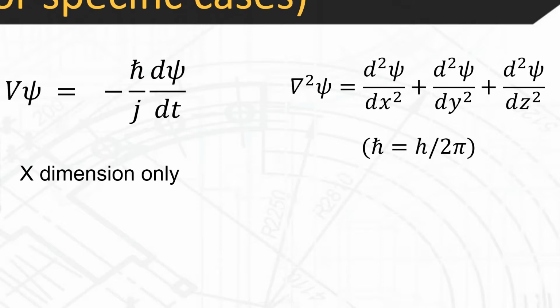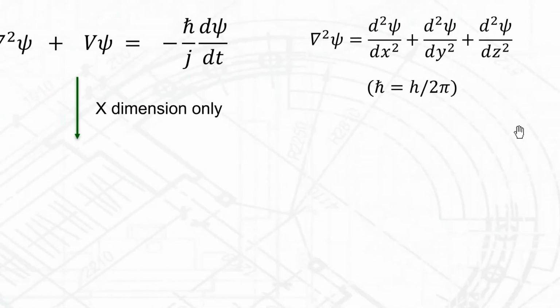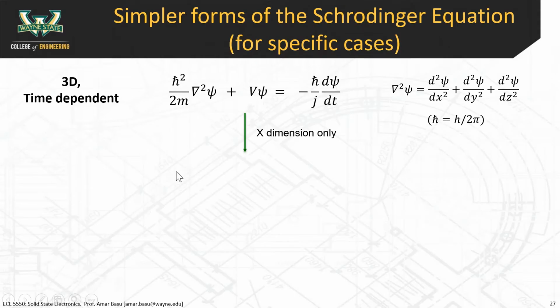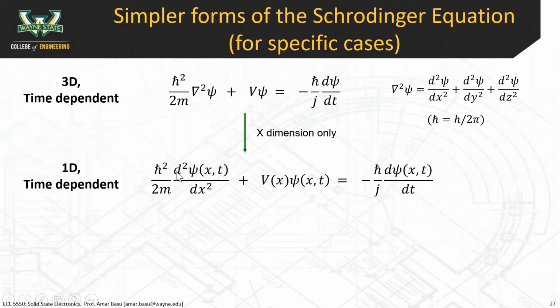So in a single dimension, this term is going to go away, and this term is going to go away, because the function is not a function of y, it's not a function of z anymore, it's just a function of x. As a result, that simplifies. Computer's being kind of slow right now. Okay, so as a result of that, we get the one-dimensional time-dependent Schrodinger wave equation.